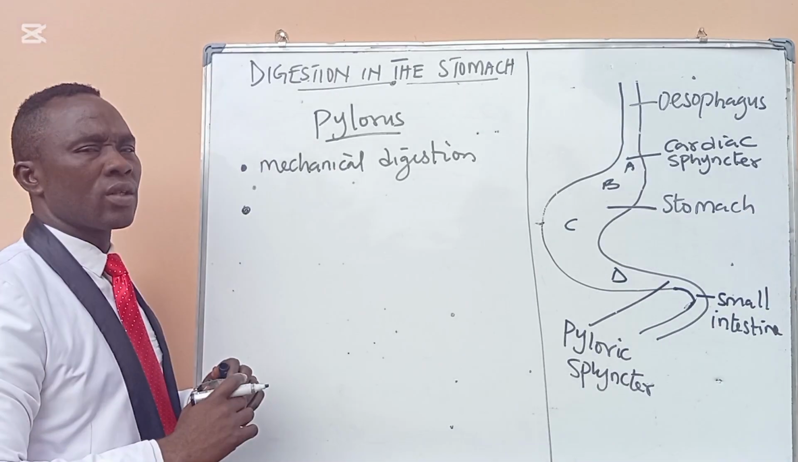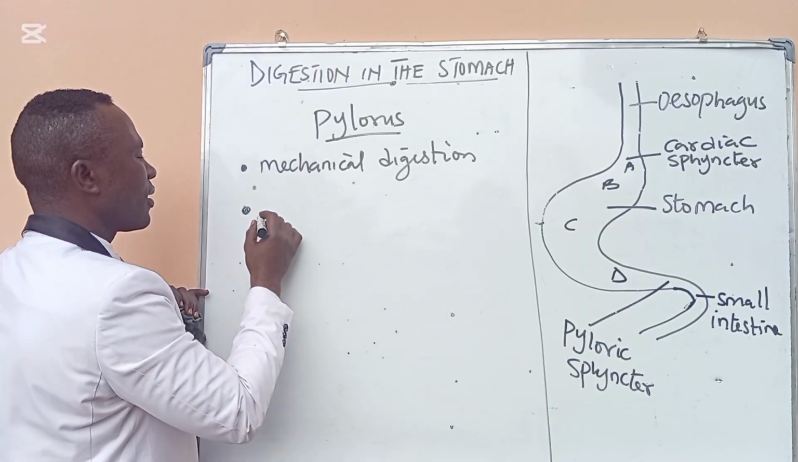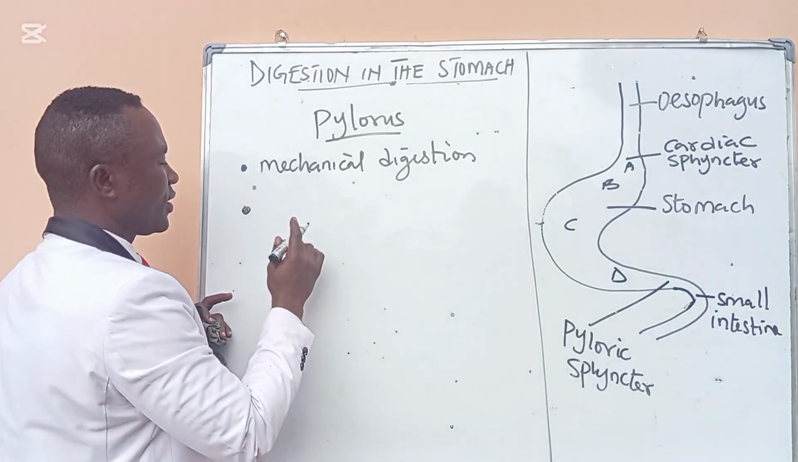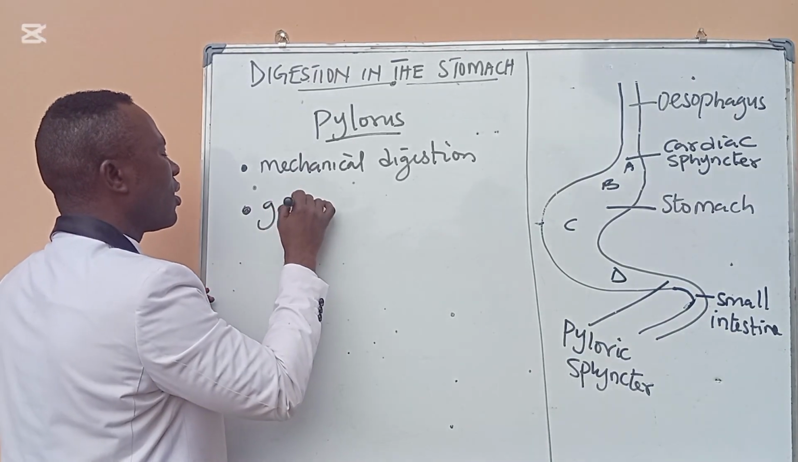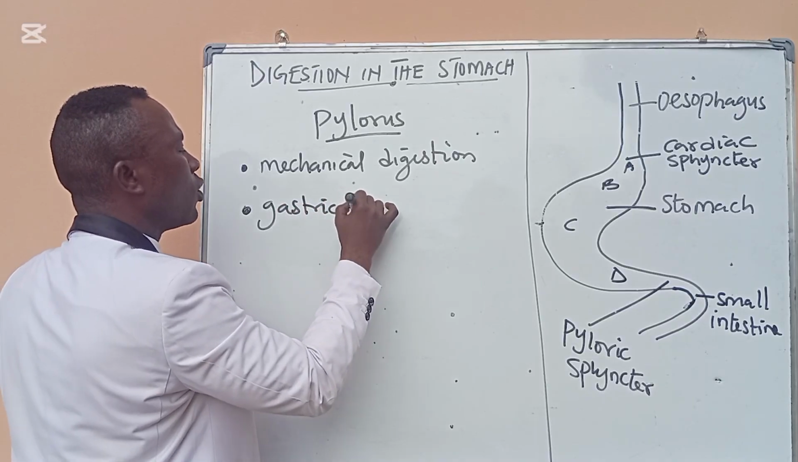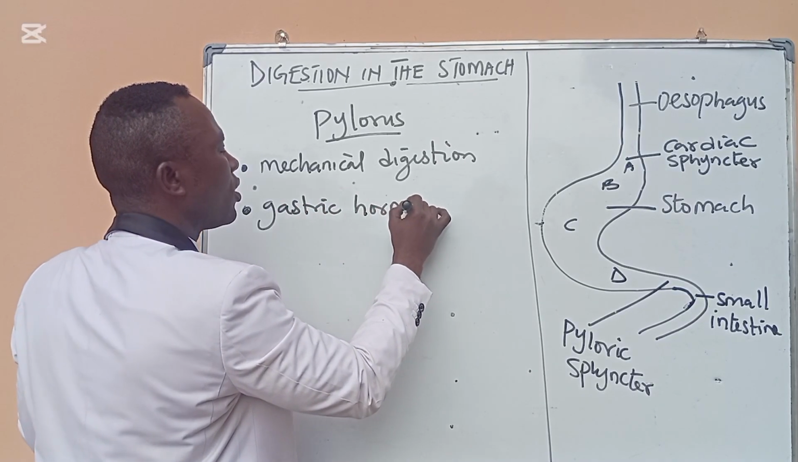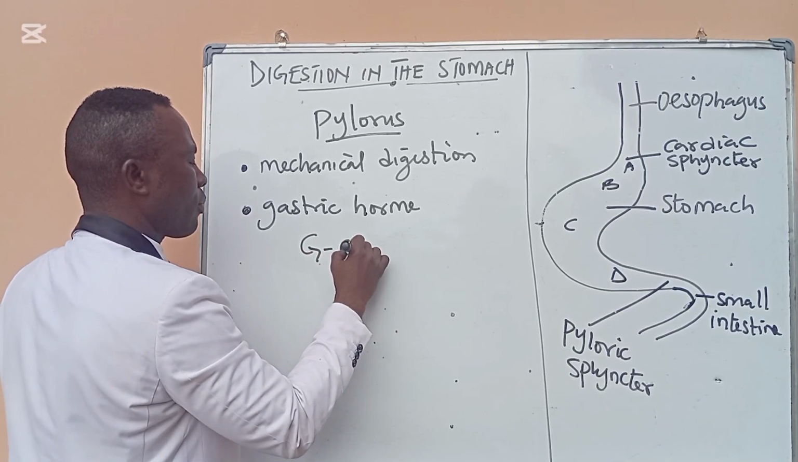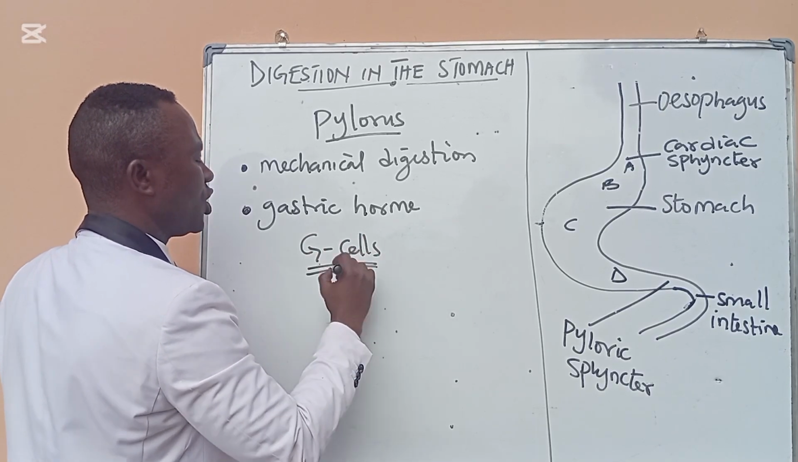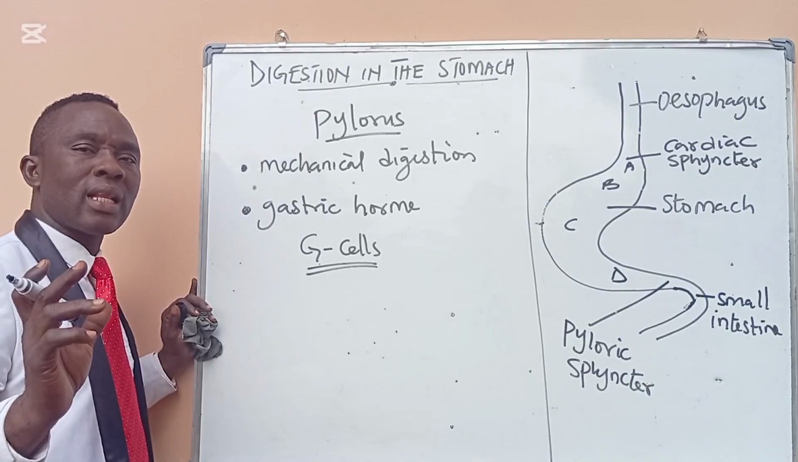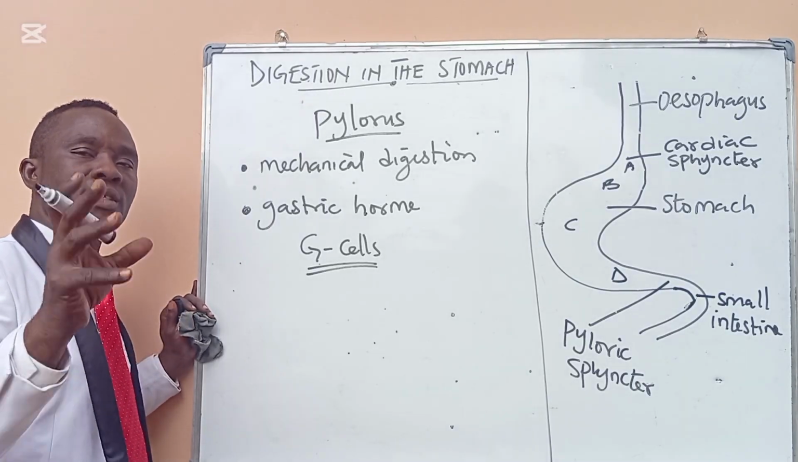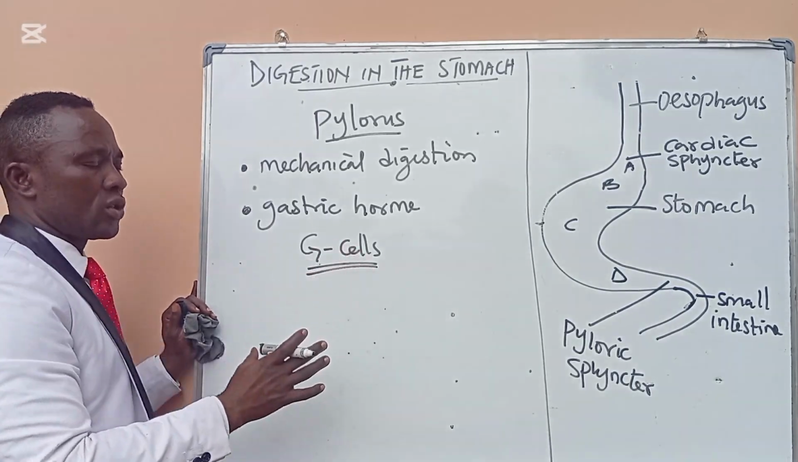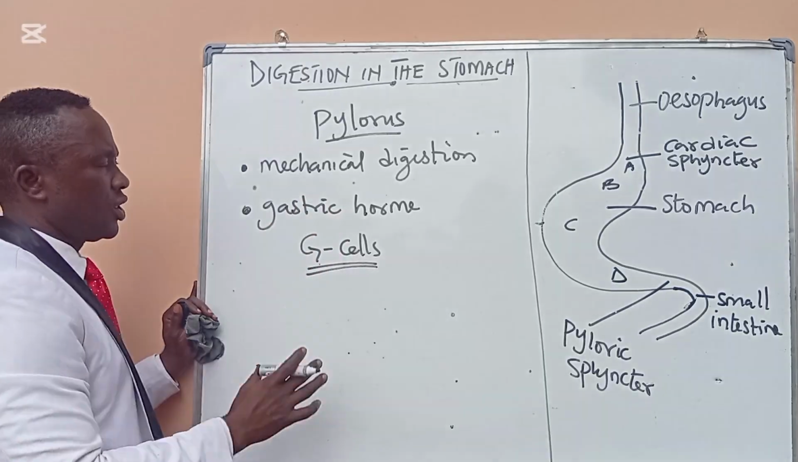Another one is that it secretes a hormone. It secretes a hormone that we call gastric hormone. The gastric hormone is secreted by G cells. Now remember the other secretions that I gave you are what? Enzymes. But this one is what? Hormones, secreted by G cells.